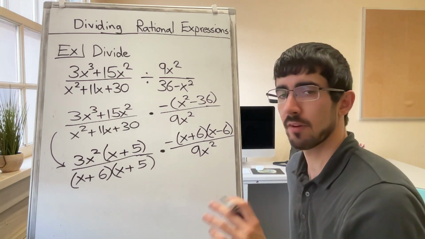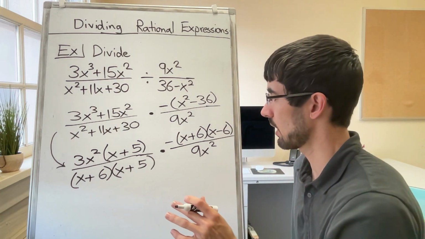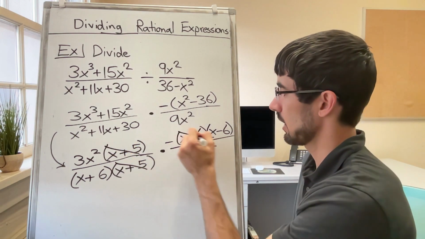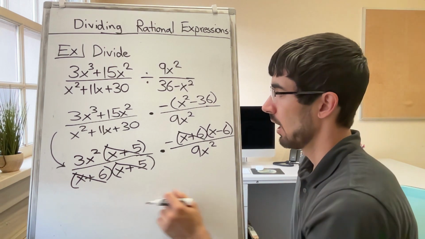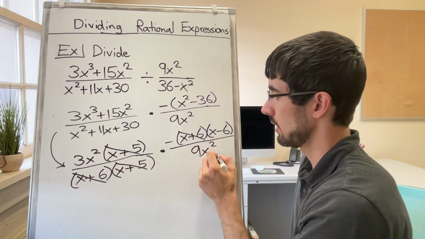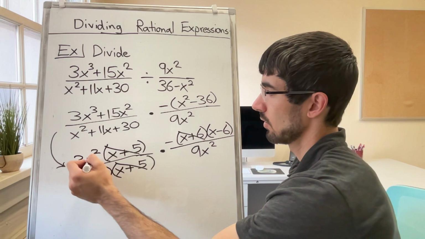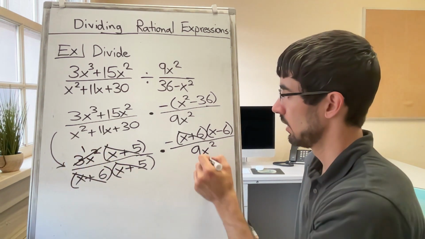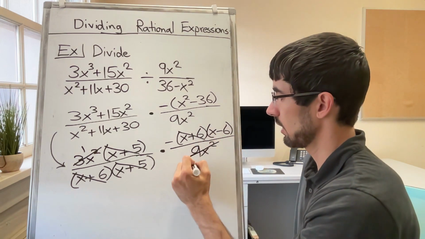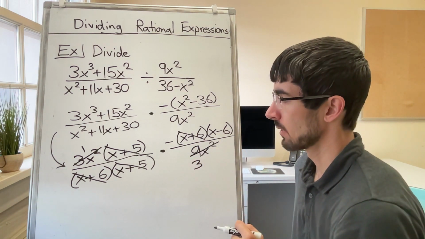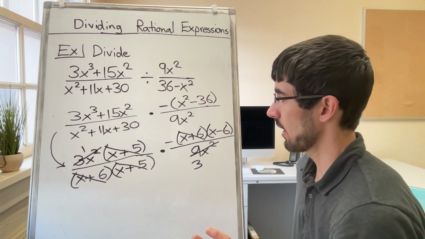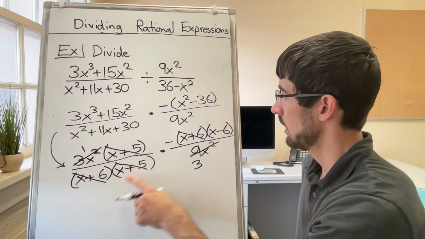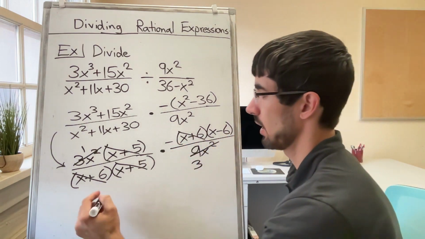All right, now that we've factored everything, we can divide common factors. So let's divide x plus 5 as a common factor and x plus 6 as a common factor. I also have an x squared here and a 9x squared here. So we divide this by 3x squared, and that becomes a 1. We divide this by 3x squared, and this becomes a 3. It looks like I've divided all the common factors possible. This fraction is just 1 over 1 now, and this fraction is the negative of x minus 6 over 3.